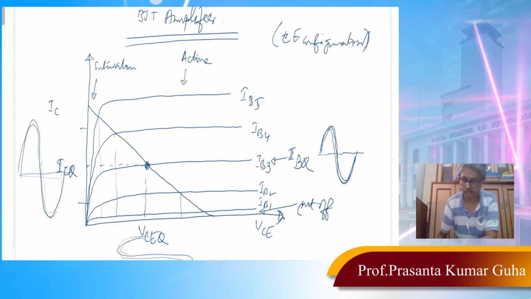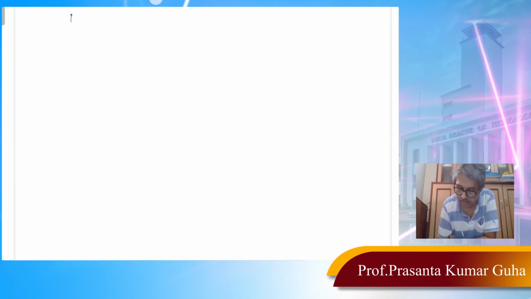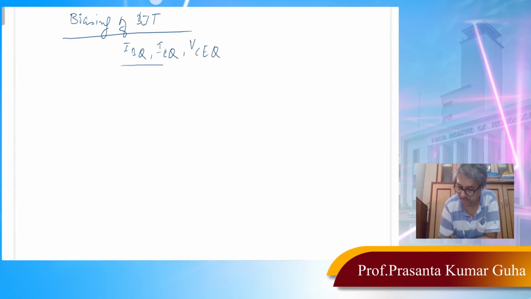But the point I am aiming at is we have to bias BJT in such a way that BJT remains in the forward active region. So that puts us in the discussion of biasing of BJT. So we have to keep our IBQ, ICQ, that is the currents at Q point, voltages at Q point, etc.